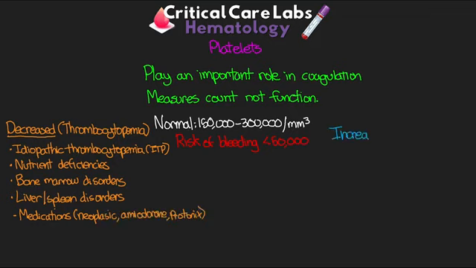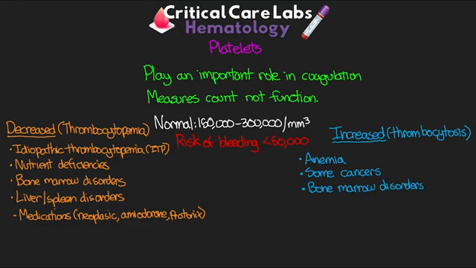On the flip side, if we have increased levels of platelets, this is going to be our thrombocytosis, and this can be the result of anemia, some cancers, bone marrow disorders again on the other side, some infections, and then medications such as cefazolin, lithium, miconazole, and meropenem.